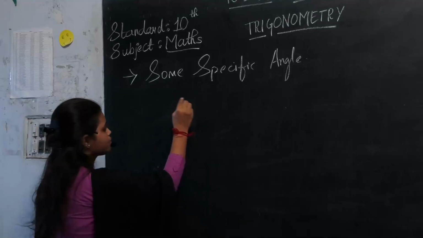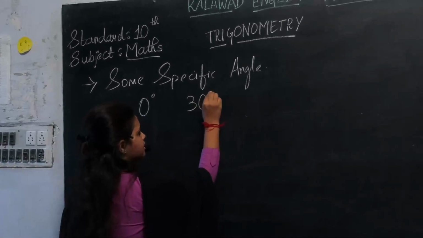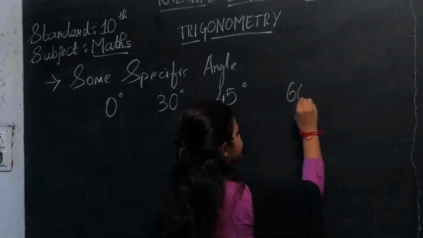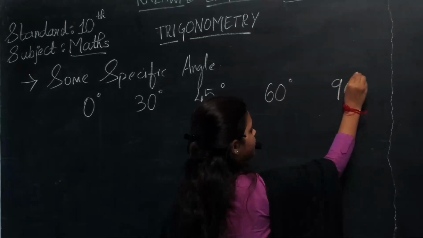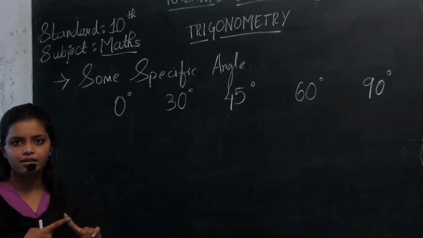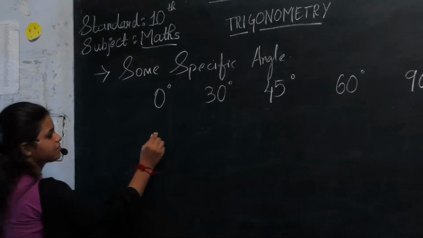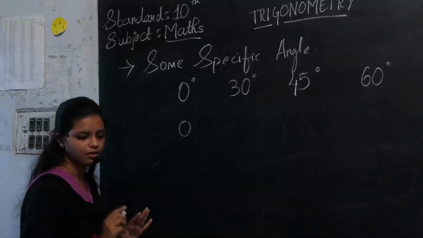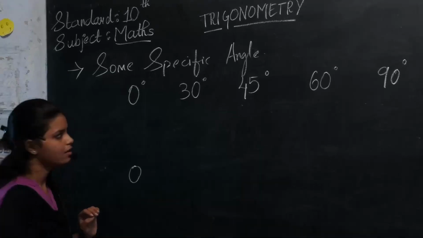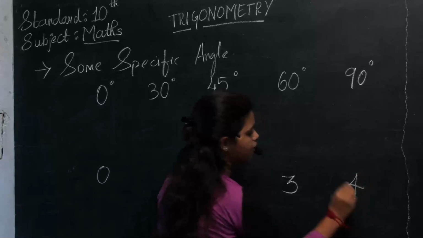How to solve the table? First, just write the degrees: 0 degree, then 30 degree, then 45 degree, 60 degree, and at last 90 degree. Clear? Five angles are there. Again, 0 degree, 30 degree, 45 degree, 60 degree, and 90 degree. Okay, let us write it down. Write here 0, 1, 2, 3, and 4.